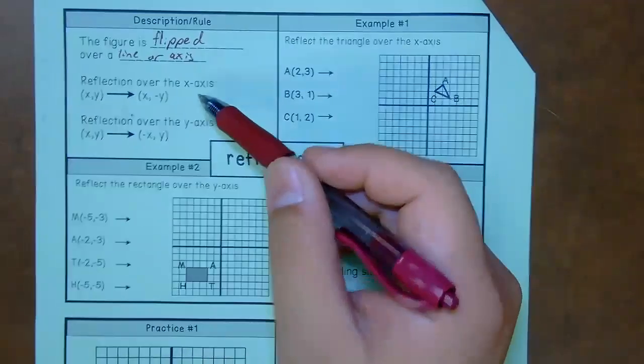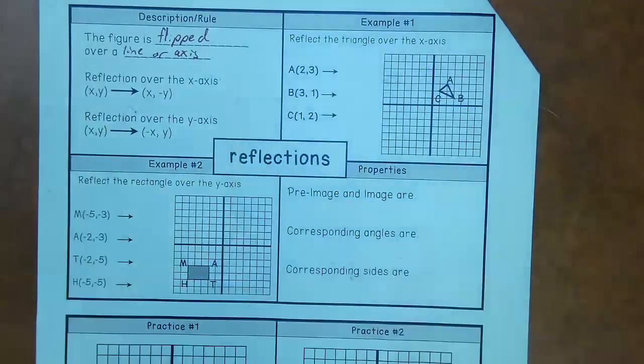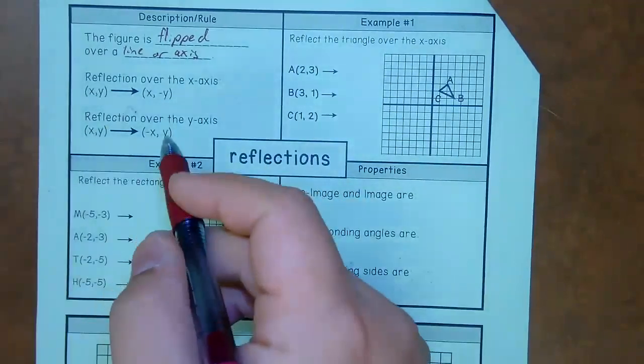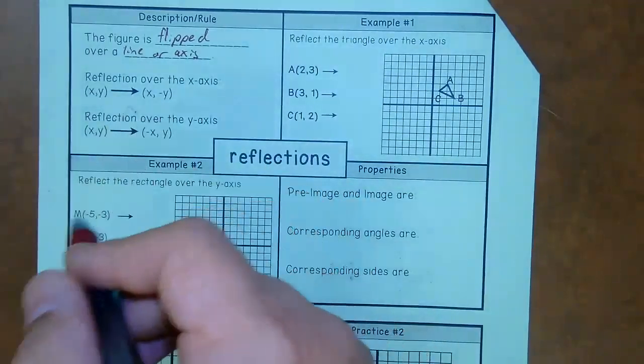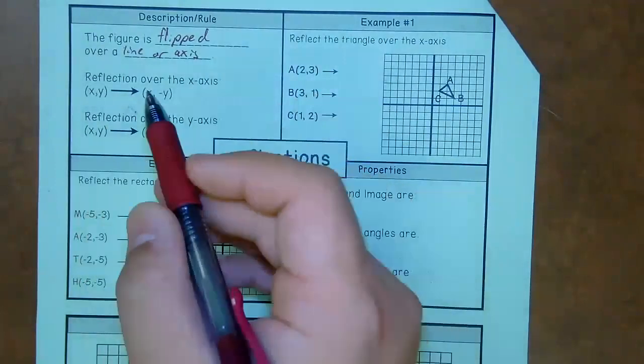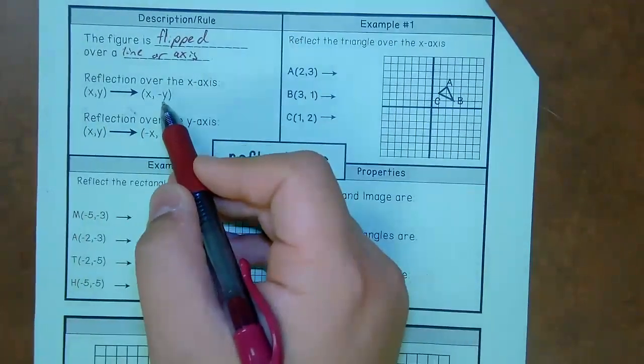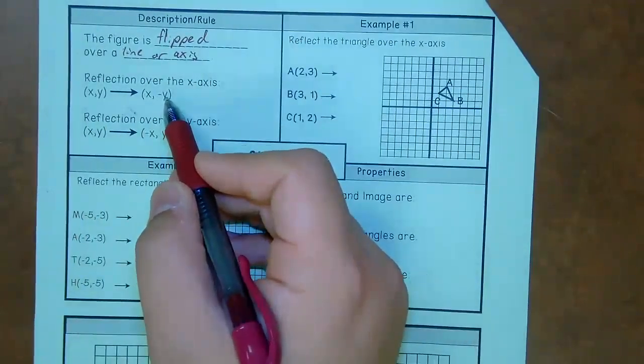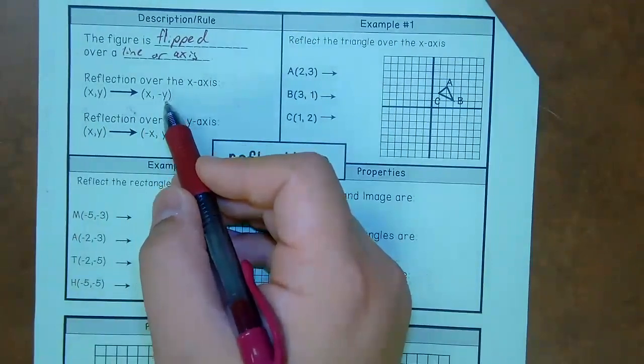These two rules: reflecting over the x-axis, the x stays the same, we change the y. The opposite is true when flipping over the y-axis. The y stays the same, the x changes. And what's important to note is that we're just switching the sign. If it was positive, it's now negative. If it was negative, it's now positive.